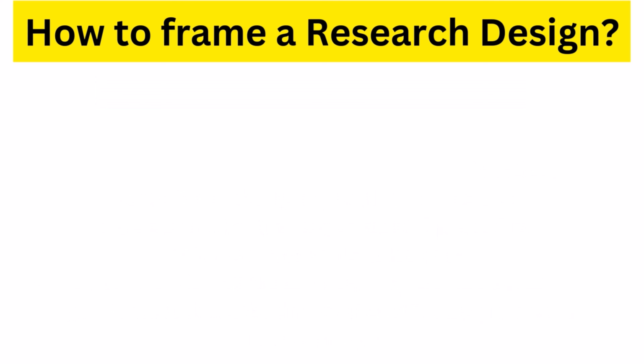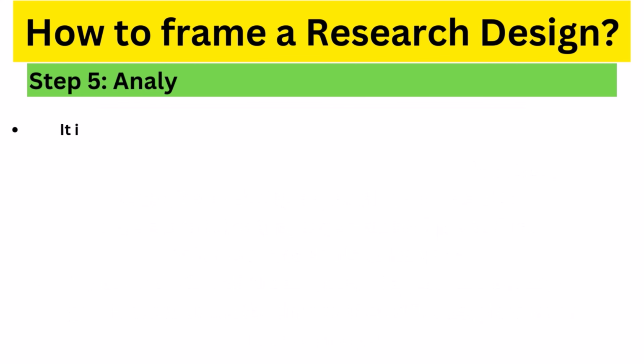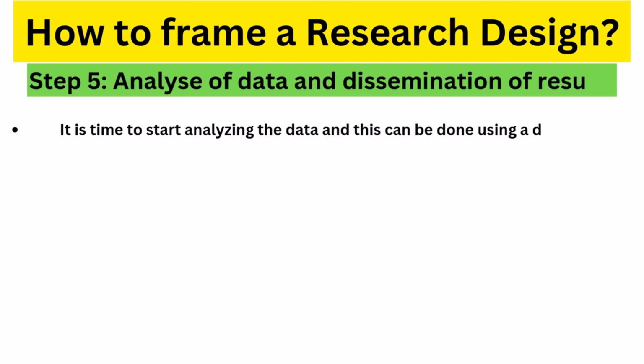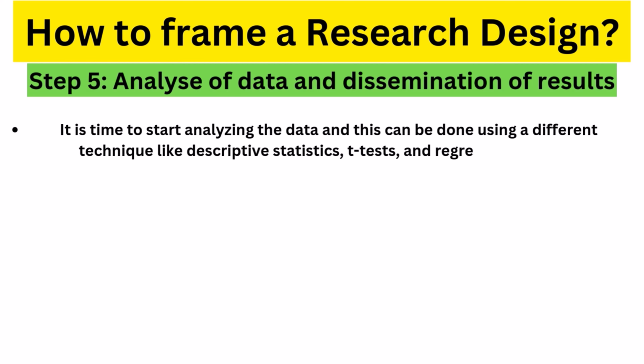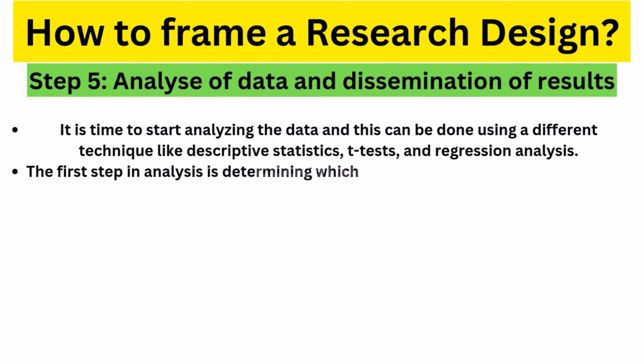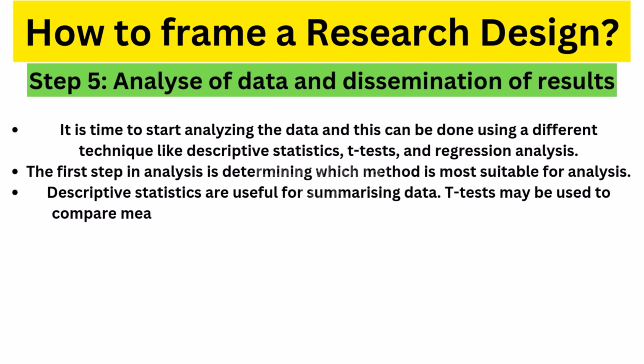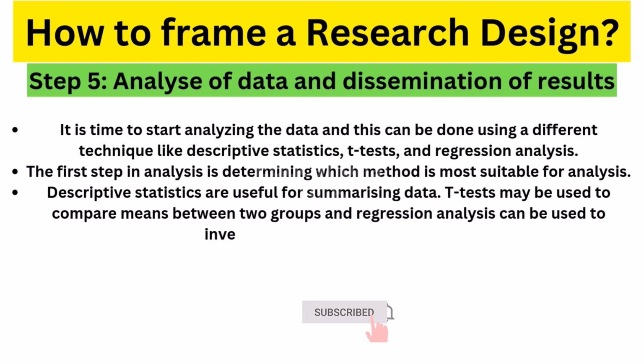Step 5. Analysis of data and dissemination of results. It is time to start analyzing the data, and this can be done using different techniques like descriptive statistics, t-tests, and regression analysis. The first step in analysis is determining which method is most suitable. Descriptive statistics are useful for summarizing data. T-tests may be used to compare means between two groups, and regression analysis can be used to investigate variable relationships.